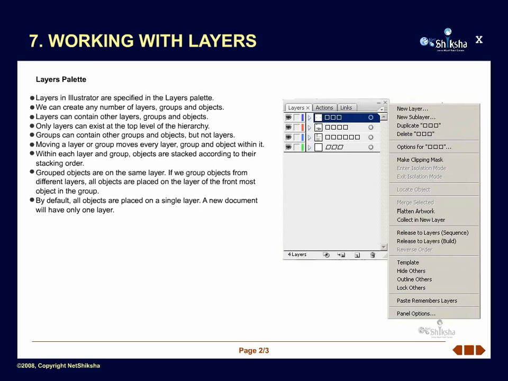Moving a layer or group moves every layer, group and object within it. Within each layer and group, objects are stacked according to their stacking order. Grouped objects are on the same layer. If we group objects from different layers, all objects are placed on the layer of the front most object in the group. By default, all objects are placed on a single layer. A new document will have only one layer.